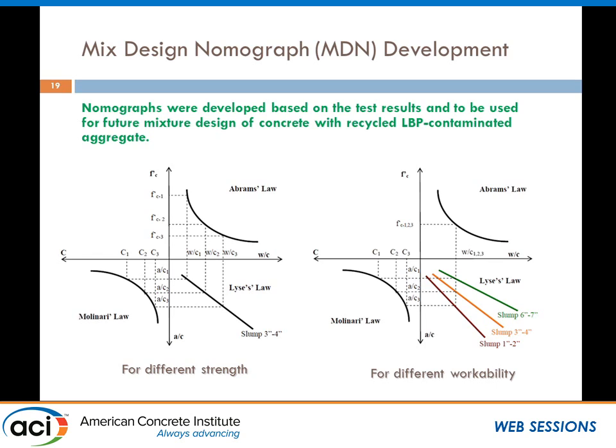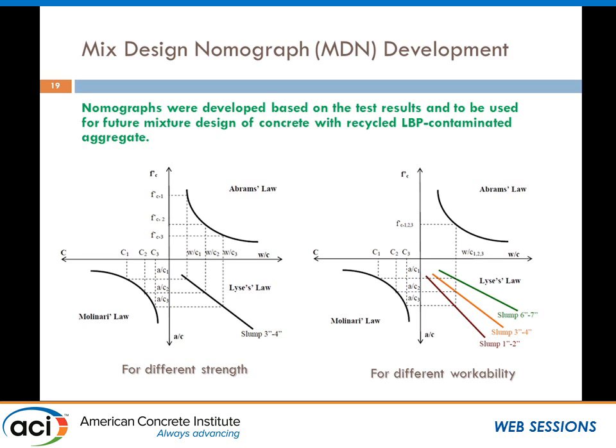Basically, strength relates to water cement ratio. Strength decreases when water cement ratio increases. Another thing is water cement ratio versus aggregate cement ratio. When the water cement ratio increases, the aggregate cement ratio increases too; they are related if you have the same slump. Another thing is aggregate cement ratio versus cement content. Of course, when you increase aggregate cement ratio, your cement content decreases.